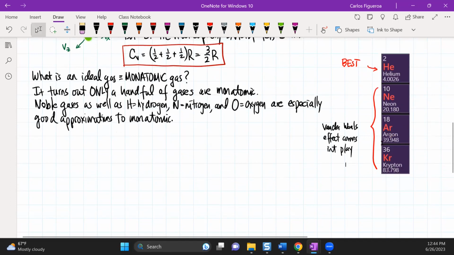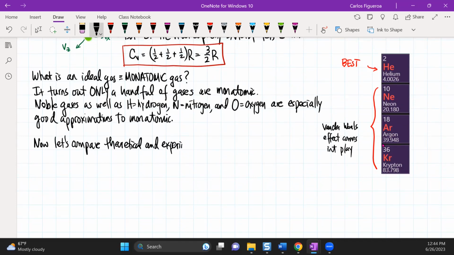So now let's compare theoretical and experimental measurements. Well, there's two pieces to this thing. We need to talk about the theoretical, and here's the theoretical.